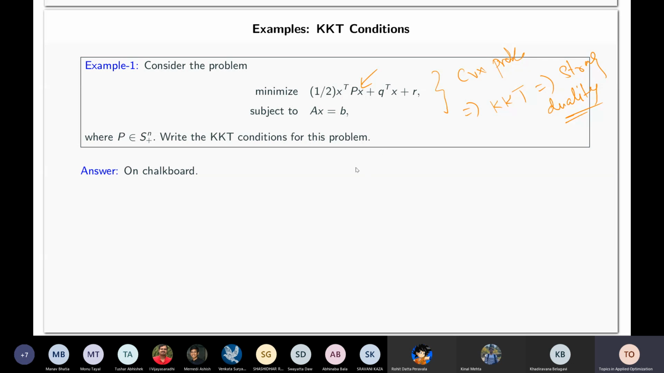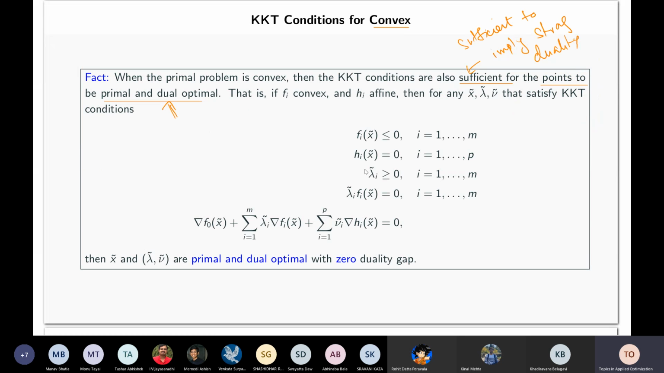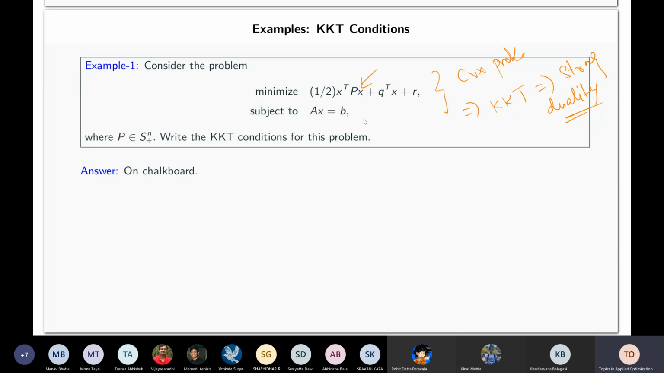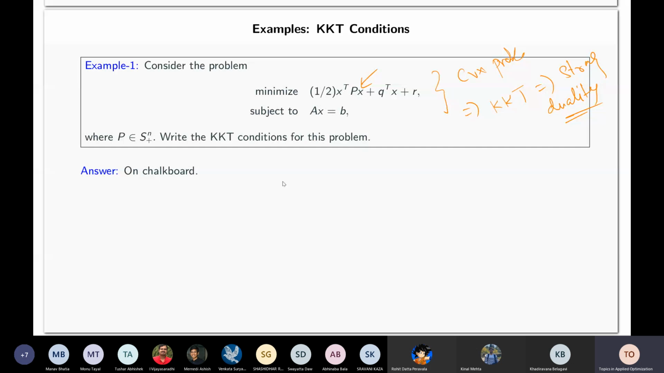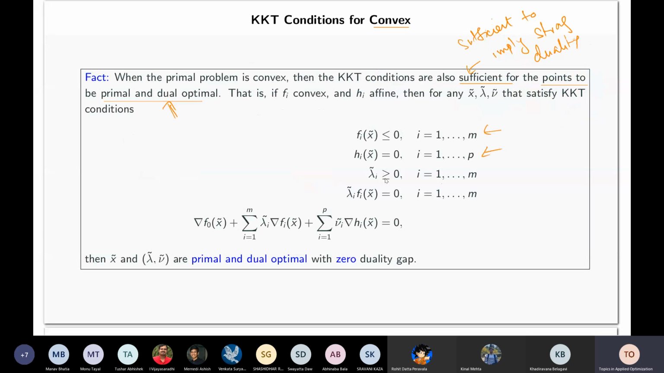So if we write down the KKT condition for this, what are the things we need? Inequality constraint: we don't have an inequality constraint here, so nothing to do. Equality constraint: yes, so we just write down the equality constraint, Ax equals b. And lambda_i goes with the inequality, but we don't have inequalities, so we don't consider this either. Now we are left with this.